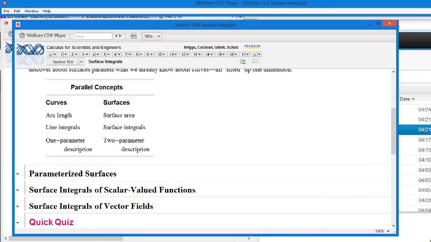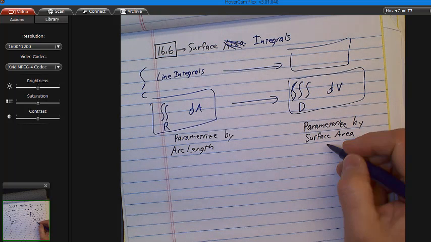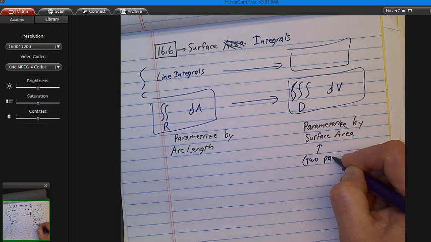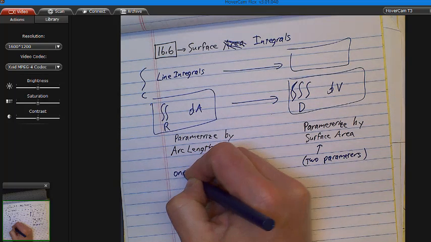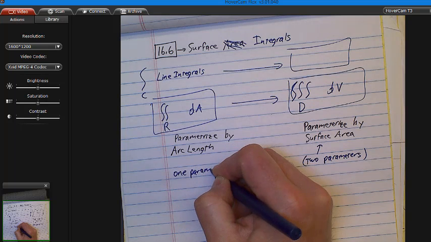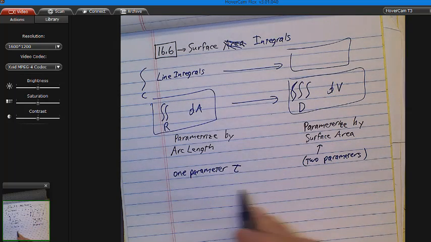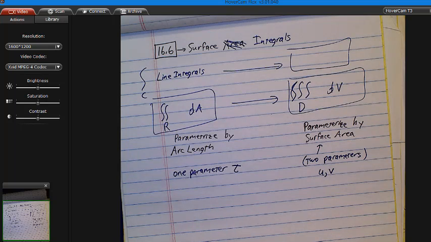Line integrals and surface integrals. Oh yeah, so that's the key. 1 parameter or 2 parameters. Okay? When we parameterize by surface area, there's going to be 2 parameters. By the way, when you have 1 parameter, we've been usually using the letter T. When we use 2 parameters, our book chooses to use U and V. That's not that uncommon. I've seen S and T. I've seen U and V.